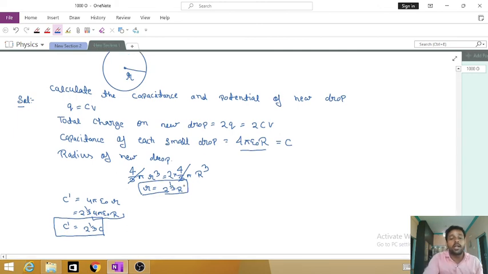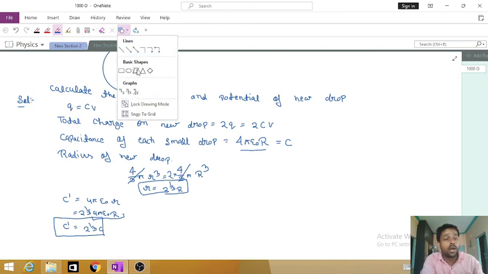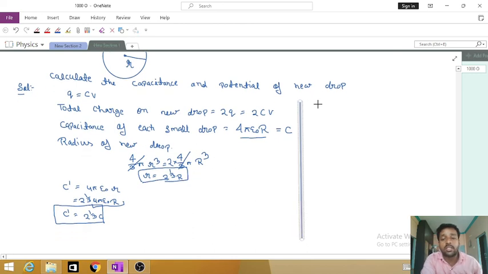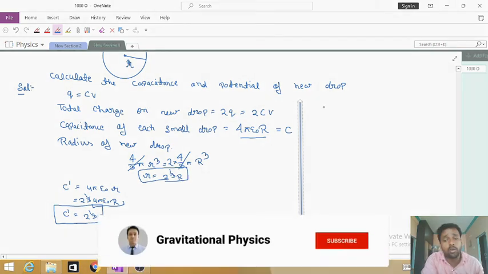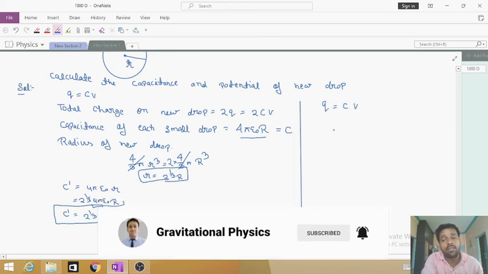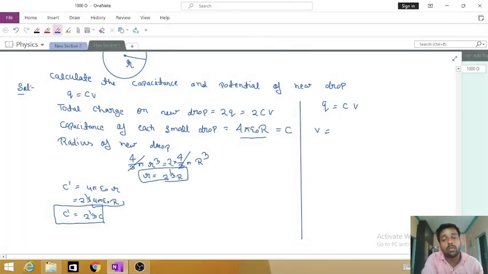Now in the same question they are asking to calculate the potential of the new drop. It is also very easy to calculate. The old drop potential was given as V, and I want to get the new drop potential. We know Q is equal to CV, so V is equal to Q dash, the new charge, upon the new capacitance.